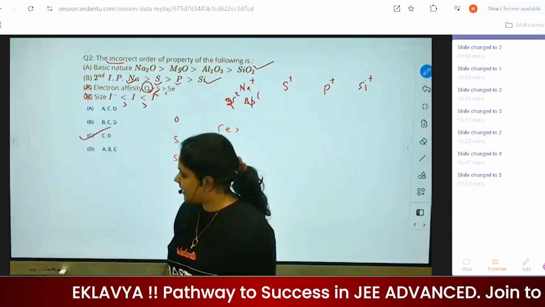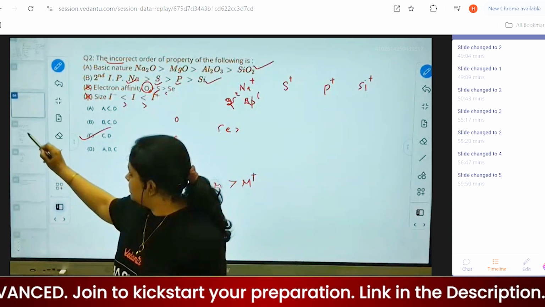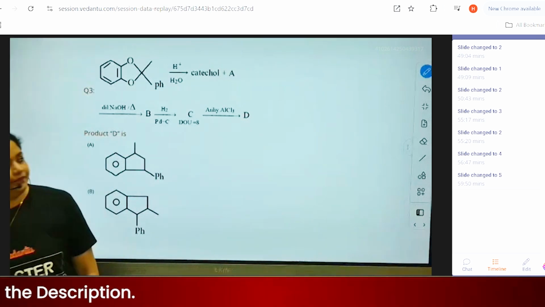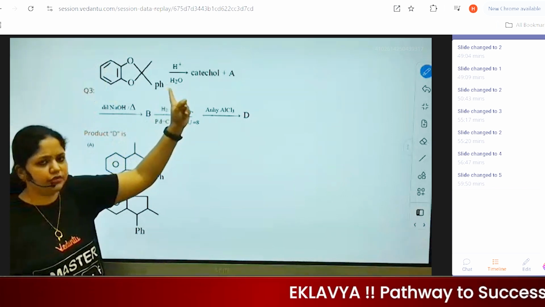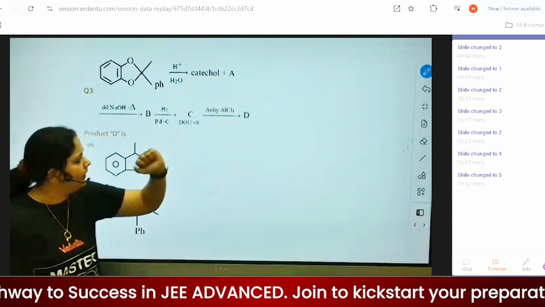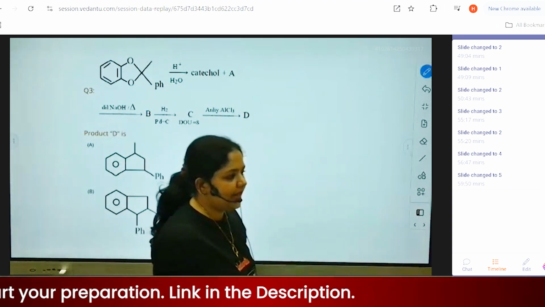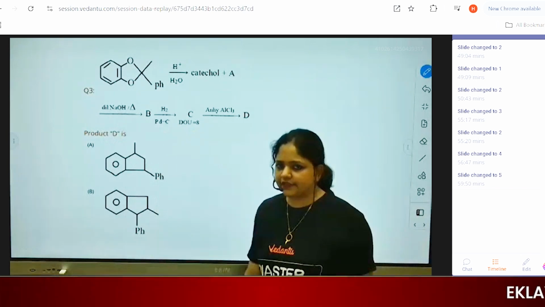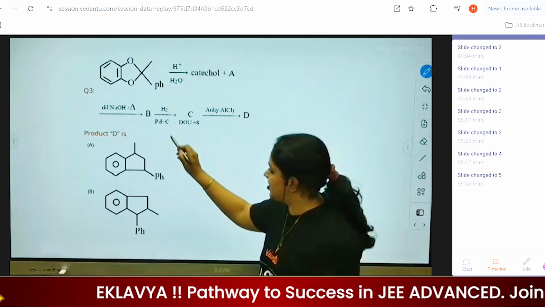Moving further, next question. Let's talk about the third one. We have been given a compound, and first we are doing acid hydrolysis of that, and it is giving catechol and some other compound A. That is further reacted with dilute NaOH to give B, which undergoes catalytic reduction, wherein the degree of unsaturation is 8. It is reacting with anhydride. Okay, let's see what that is.